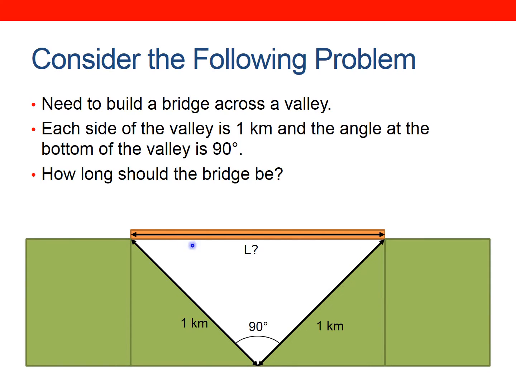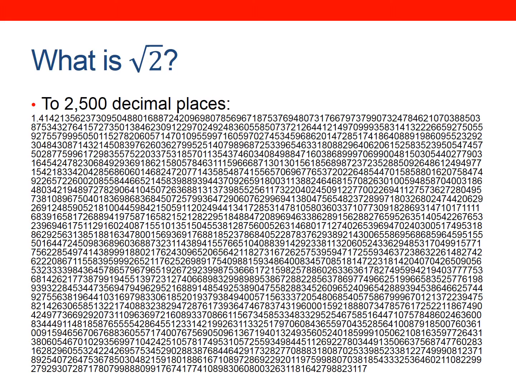For the bridge, we can use Pythagoras' theorem to work out L. We've got 1 kilometre, so the square root of 1 squared plus 1 squared gives us this length. So the length of this bridge should be root 2 kilometres. Now what actually is that? We're basically saying that the length should be root 2 kilometres. So what is root 2?